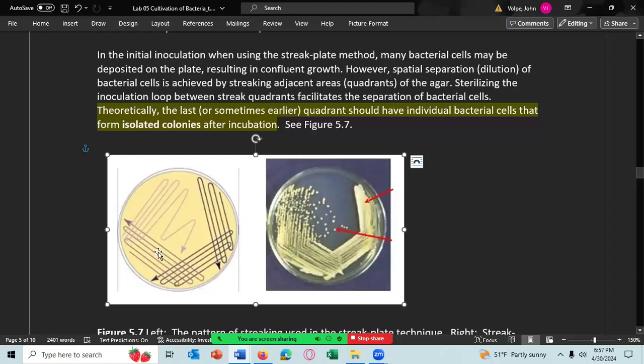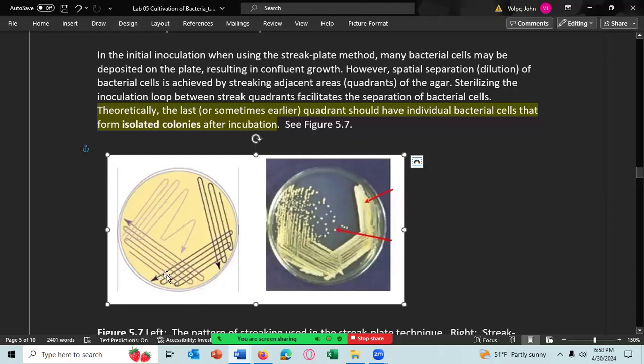And then you streak out quadrant 2. And then you sterilize your loop. This one, they're doing it correctly. You start streaking in quadrant 3, and then you come into quadrant 2. They're going too deep into quadrant 2. They should only go to about here and then go back and then come back. And they should only come back about 2 or 3 times.